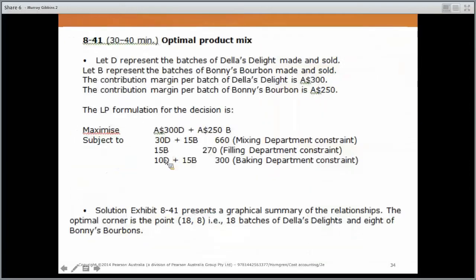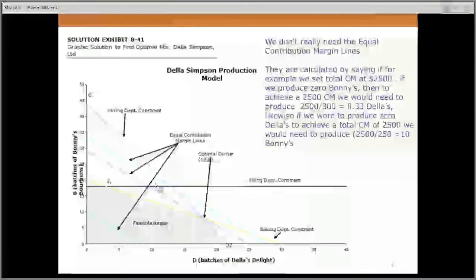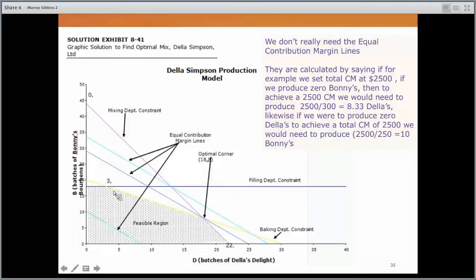The last constraint is the filling department constraint. Pretty much 15's into 270 tells me the maximum we could achieve with the Bonnie's product, and there it is. That line, that's the maximum we can produce of Bonnie. So now we've got a shape emerging as we go out from 0. We could fill in within the constraints pretty much all of those combinations could exist. We could produce none of Bonnie and all of Della, none of Della and all of Bonnie. That would give us that point there.